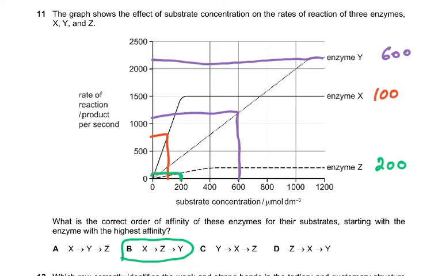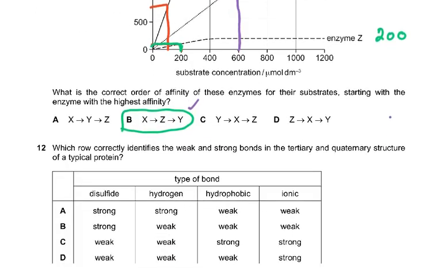So 2200, so 1100, find out the Km, that's 600. Enzyme X, the Km is about 100, and for enzyme Z it's 200. So I said lower the Km, higher the affinity. So X would have the highest, then Z, and then Y, and that's why the answer is B, for you all to figure this out. Find out the Vmax, half Vmax, look at the substrate concentration, write it, lower the Km, higher the affinity. So X, Z, and Y.